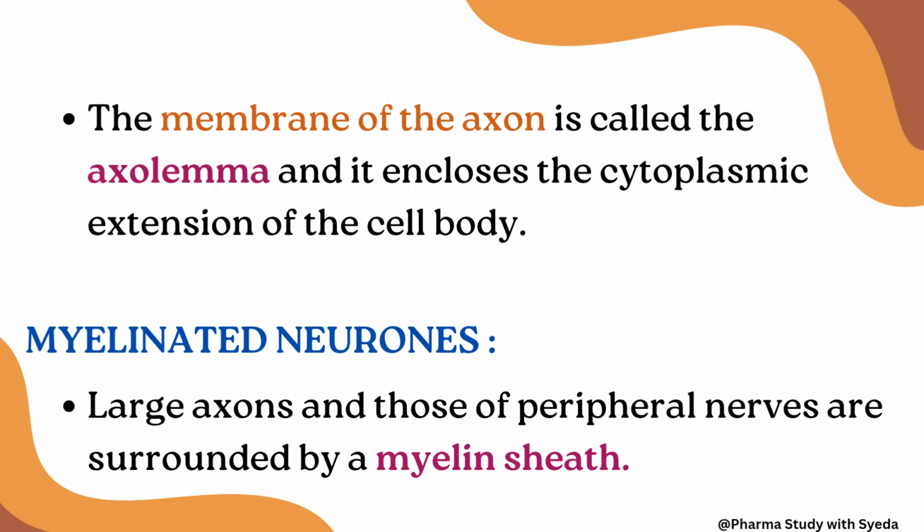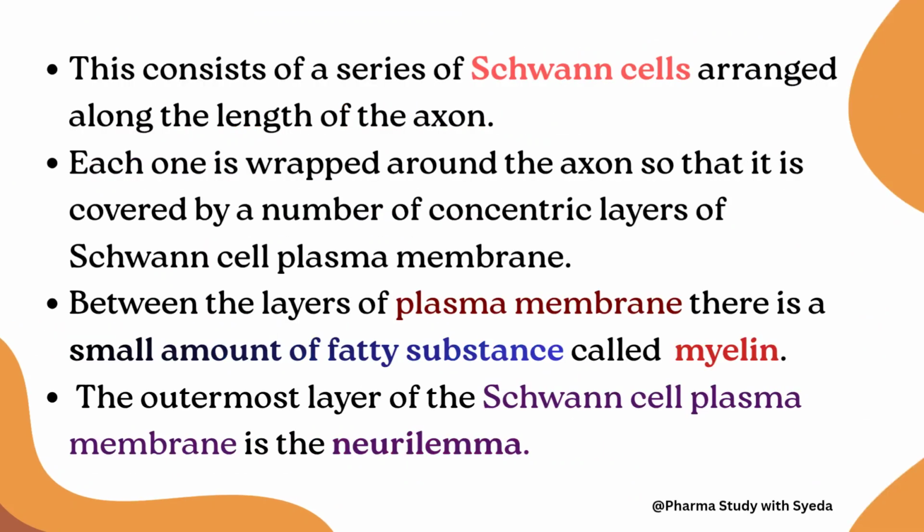The membrane of the axon is called the axolemma and it encloses the cytoplasmic extension of the cell body. Myelinated neurons, large axons and those of peripheral nerves are surrounded by a myelin sheath. This consists of a series of Schwann cells arranged along the length of the axon. Each one is wrapped around the axon so that it is covered by a number of concentric layers of Schwann cell plasma membrane. Between the layers of plasma membrane there is a small amount of fatty substance called myelin.